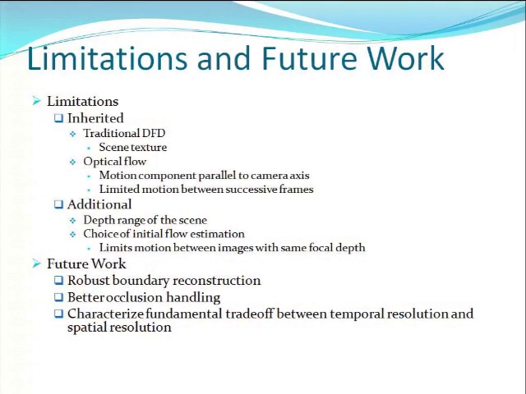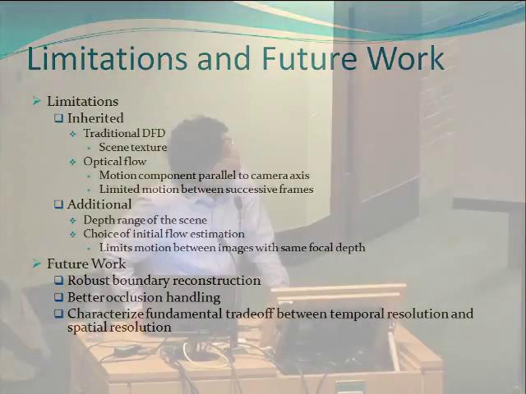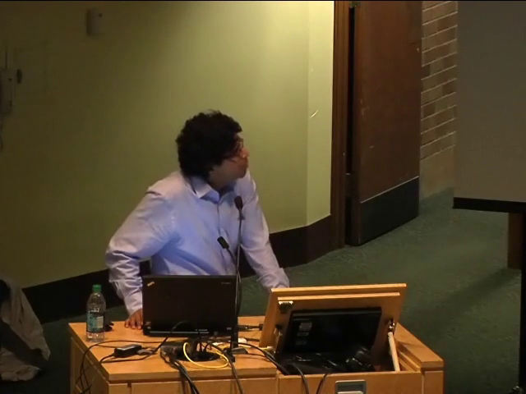So this definitely still has a lot of limitations. It inherits limitations from the traditional depth from defocus algorithm, which needs scene texture, and also from optical flow, where the motion between two images should be good enough so that the optical flow can still work. It also has additional limitations in terms of the depth range of the scene, and the choice of initial flow estimation will introduce extra limitations to the algorithm.